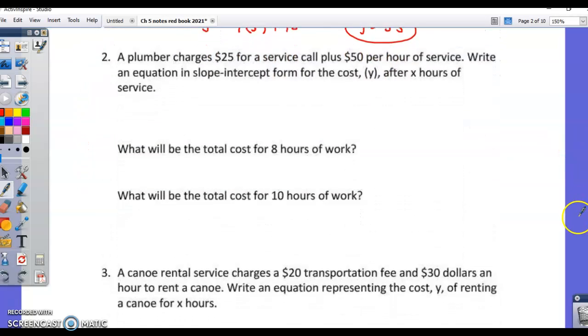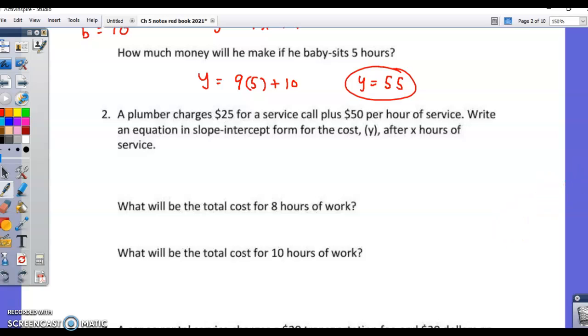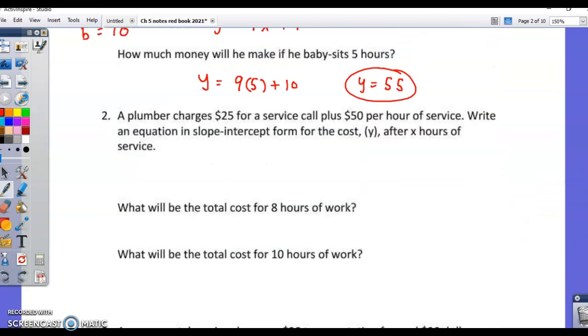So let's go ahead and try, we got 2 more examples here. In the third one, there's a little bit of a wrench, but I think you'll get the idea. So a plumber charges $25 for a service call plus $50 per hour of service. All right, so again, we're identifying our slope, so the rate something changes, and our starting point, our y-intercept. So go ahead and pause this and figure out your m and your b, and if you do that, what would your equation be?